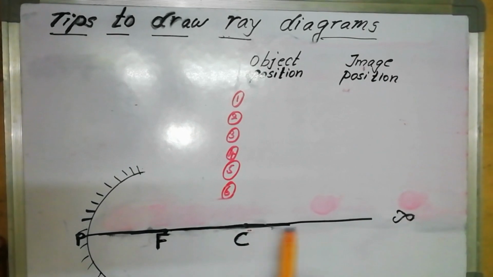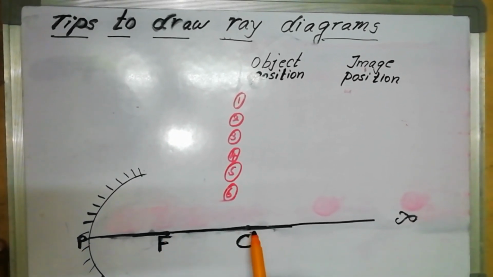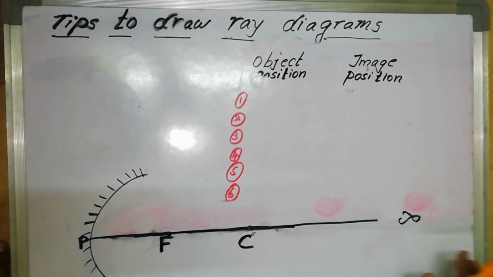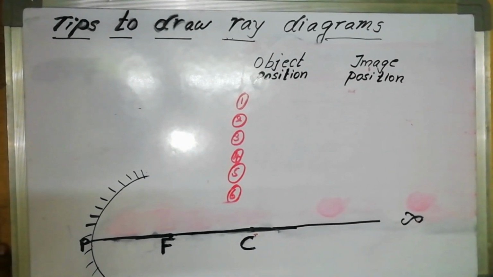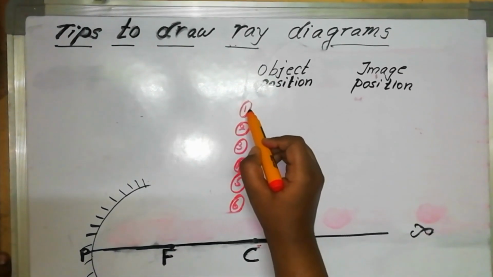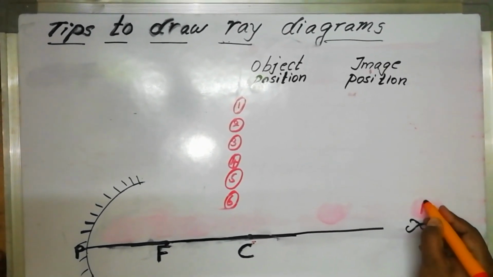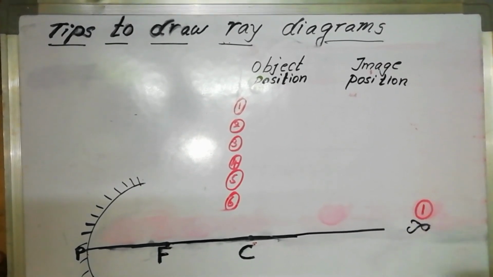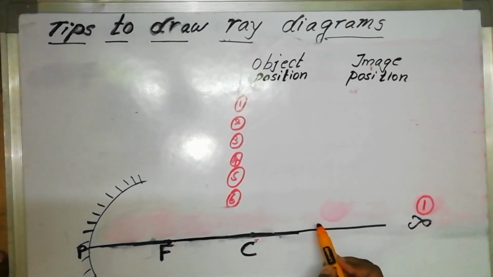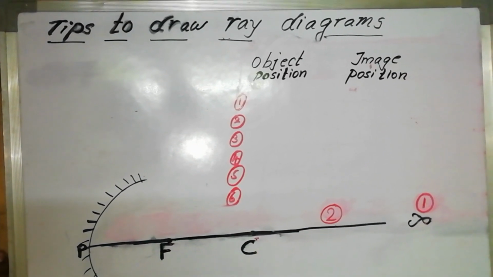So this is the diagram for a concave mirror. This is the pole, focal point, center of curvature and infinity. We'll start from infinity towards the pole of the mirror. Let us consider the first object position, that is when the object is at infinity. Let us mark it as 1. Now we'll move from infinity towards the pole. Our next position is between infinity and center of curvature.